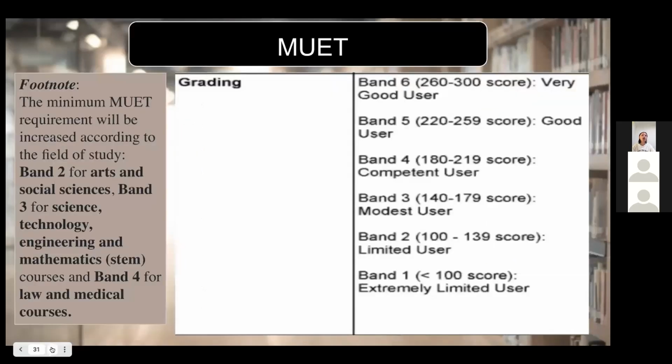Next. This is the grading system for MUET, which is band 1 to band 6. But starting this year, they will change band 6 to band 5 plus, and the overall score will be 360 instead of 300. And for the footnote, the minimum MUET requirement will increase according to your field of study. For example, if you are planning to take arts and social science, it will be band 2, STEM courses will be band 3, and band 4 for your law and medical courses.